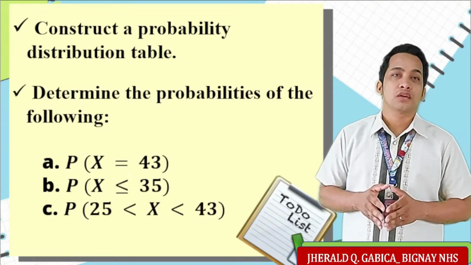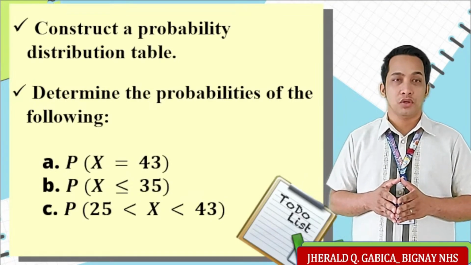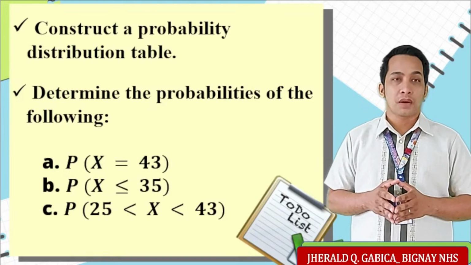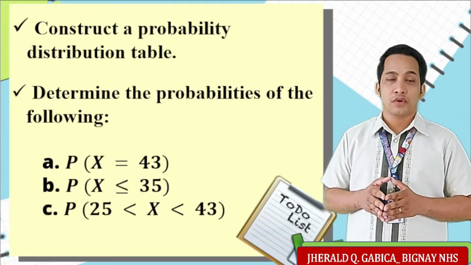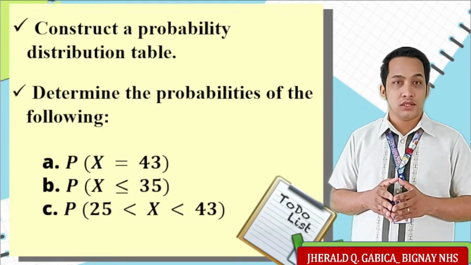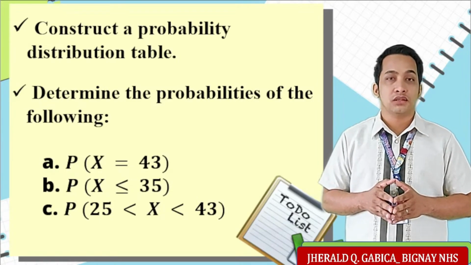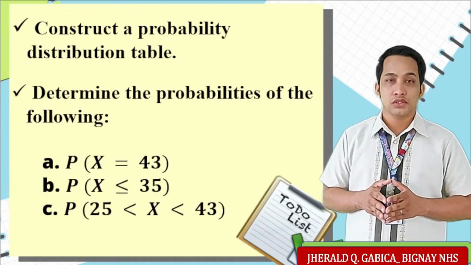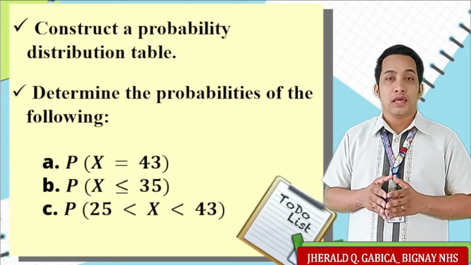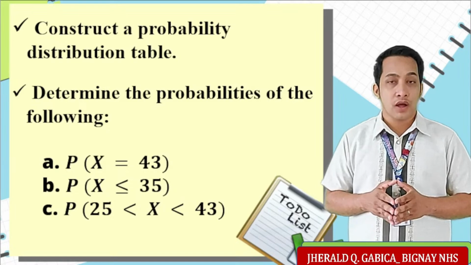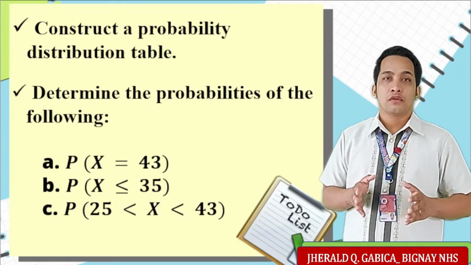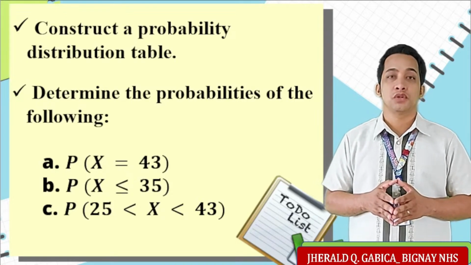We need to construct a probability distribution table and determine the following probabilities. Letter A, the probability that the random variable x is equal to 43. Letter B, the probability that the random variable x is less than or equal to 35. And letter C, the probability that x is greater than 25 but less than 43. First, we need to construct a probability distribution table.